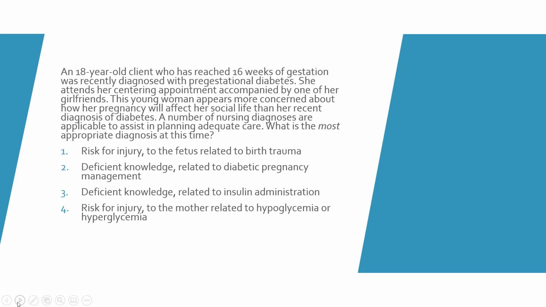The question does not state the client is on insulin at this time, so this does not fit our question. Number 4, risk for injury to the mother related to hypoglycemia or hyperglycemia. These are important things to know regarding her glycemic controls, but the client does not even understand the lifestyle changes she needs to make at this time. So this needs more understanding before she can participate in a plan of care with hypo and hyperglycemia. Number 2 is the correct answer to this question.